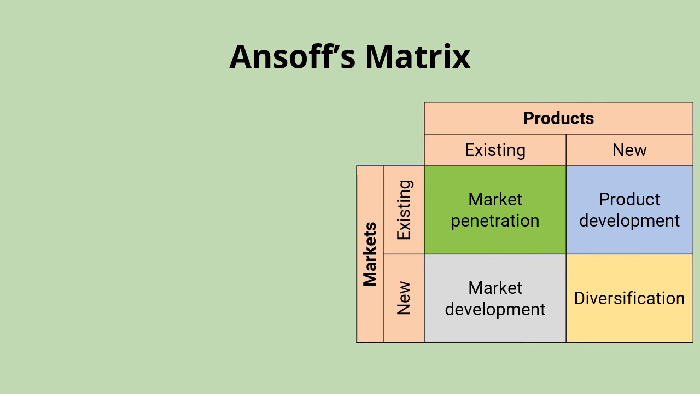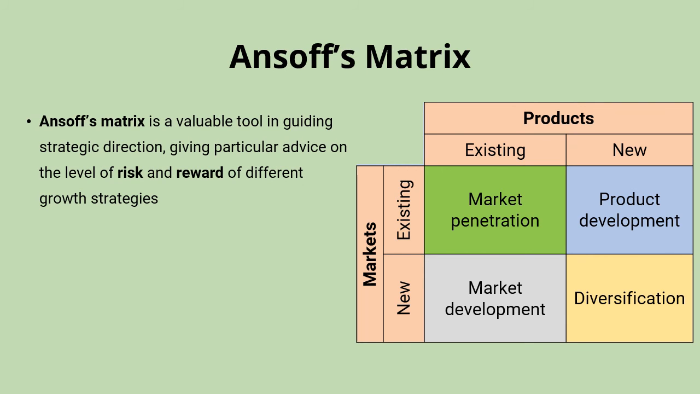So Ansoff's matrix can be a really valuable tool in guiding strategic direction. So it can help a business, particularly when it's making those decisions relating to how they're going to grow. And as you go further down and further to the right on the matrix, the level of risk tends to increase. So product development and market development are more risky strategies usually than market penetration, and diversification is the highest risk strategy of them all. But with that greater level of risk, also it brings the potential for greater rewards as well.